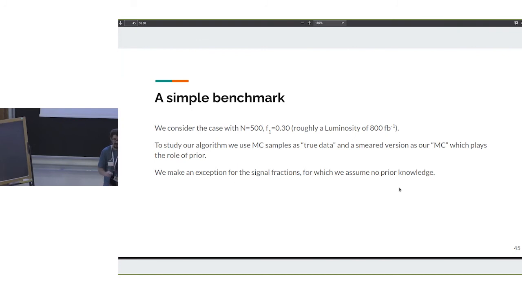We will not use a prior for the signal fractions. We will assume no knowledge of them and try to see what happens. This is not the case in a real application. We know we have some knowledge of the signal fraction that we expect from Monte Carlo studies, so we could also introduce some physical bias there. We will not do it, to see how it works.